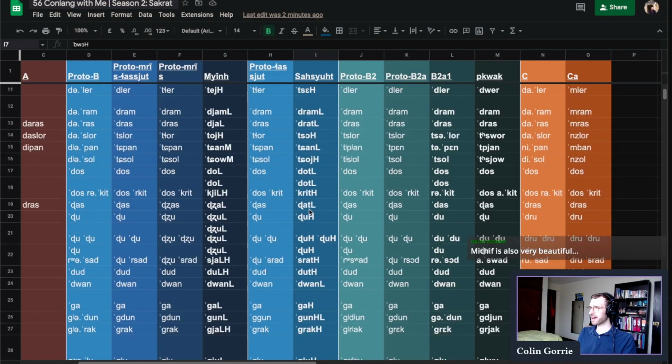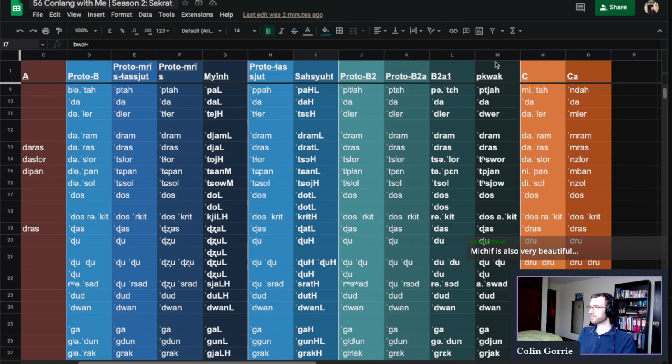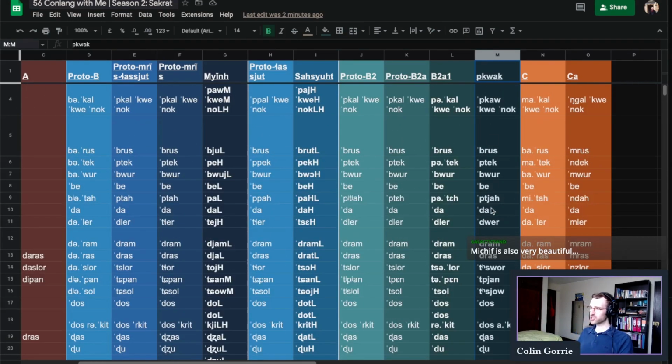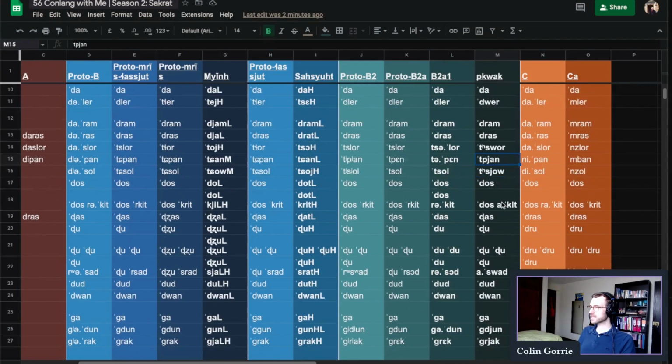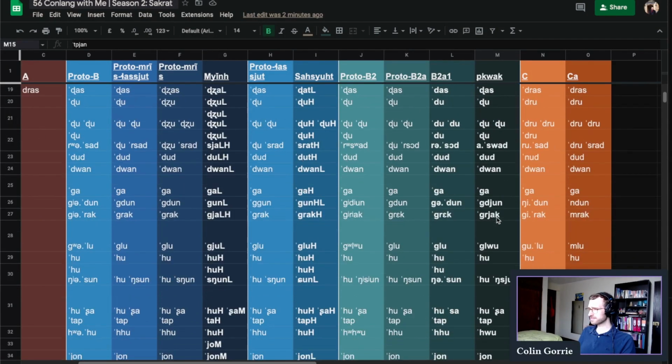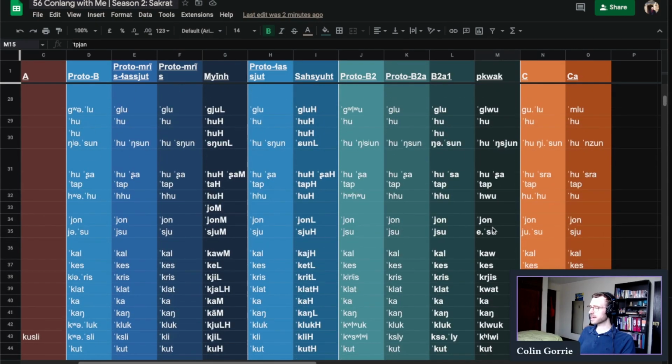What else? We have the language Pkwak, which I love, just because of the name. It's named after the chicken, which I believe will end up being a very important animal to these people. And it is so far not tonal, although it has, that was loud. This is a metal desk.